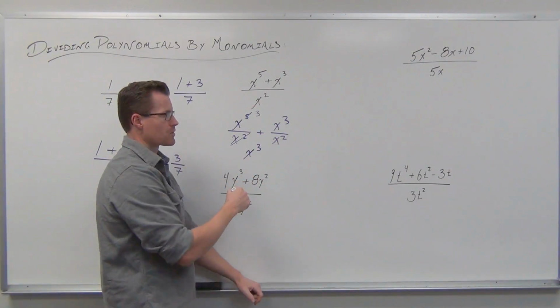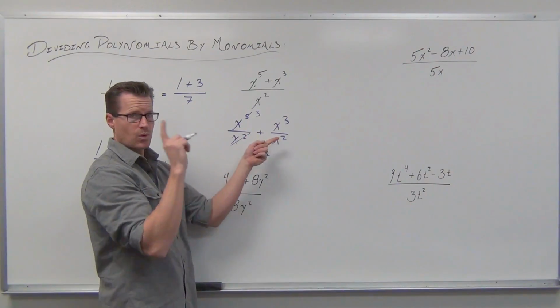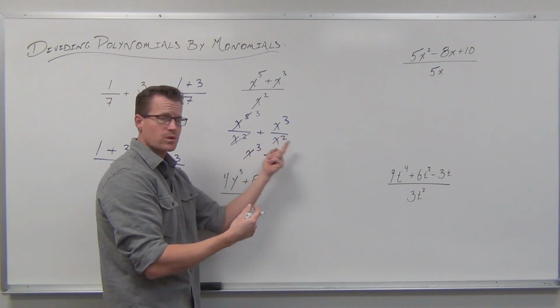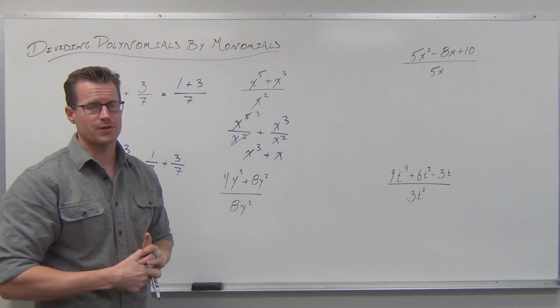Same thing here, x to the 3rd divided by x squared. Well, 3 minus 2 is 1. That's going to be x to the 1st. Or if you were to simplify it, there are 3 x's up top and 2 on the bottom. Cross out 2 pairs, and there's only 1 left, x to the 1st on the numerator.